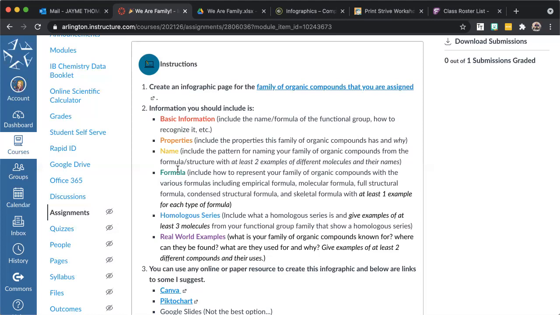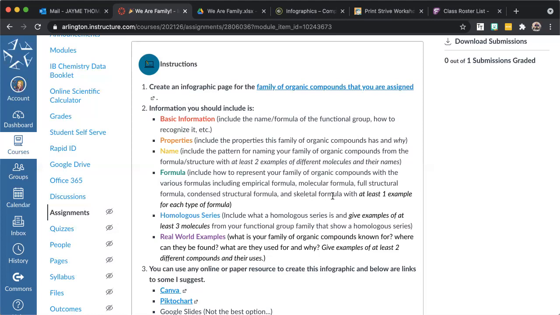Okay. For the formula, if you're given the name, you want to be able to show how you would represent it with all the different types of formulas that we talked about. What would the empirical or molecular formula look like? The full structural formula is the one where all the bonds are drawn and it shows all the hydrogens. The condensed structural formula shows all the letters, but condensed, with no bond lines, unless there might be a double bond.